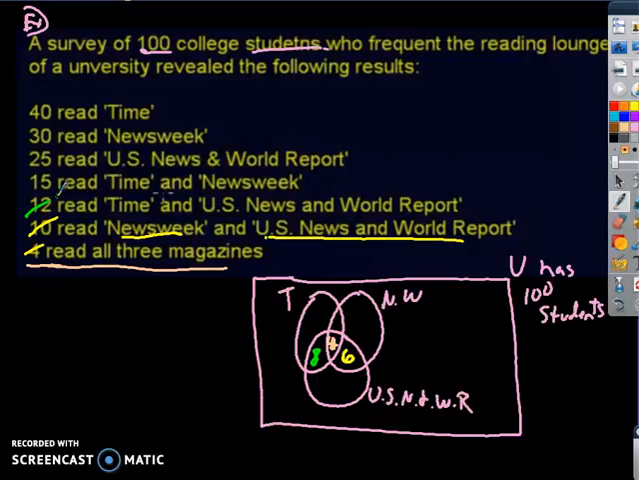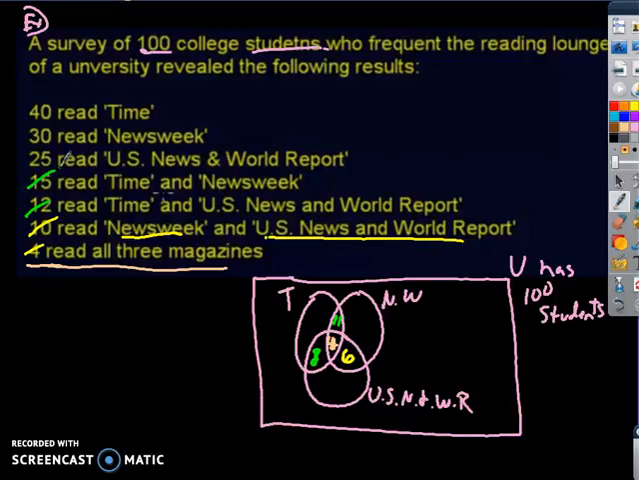So it's 15 people who read Time and Newsweek. So here's Time, here's Newsweek, and the intersection between there is these two. So I need 15 people in this section. 4 has been used, leaving 11 left there. So if I add those two up, 11 and 4 would add to be 15. All right, so I use this back.